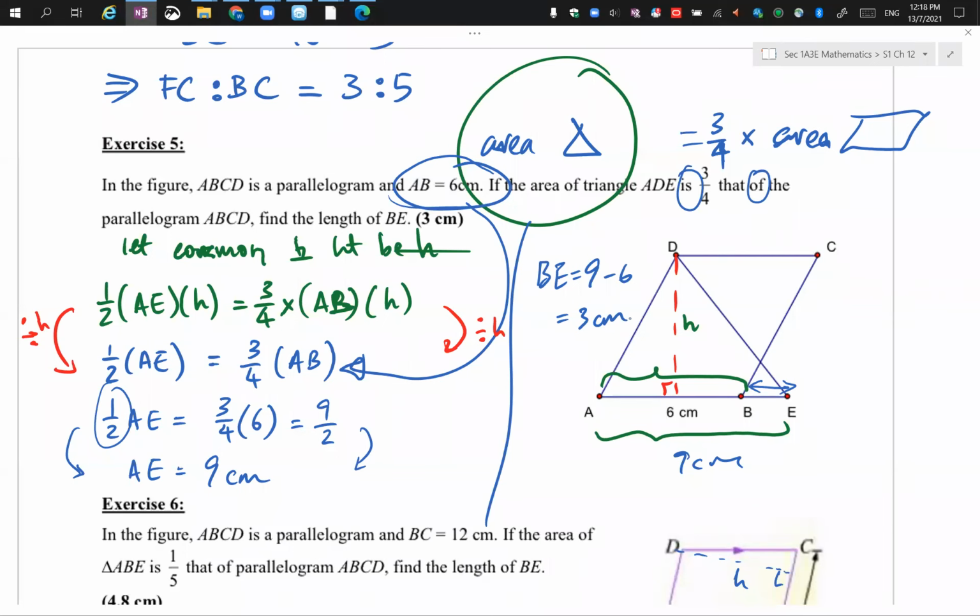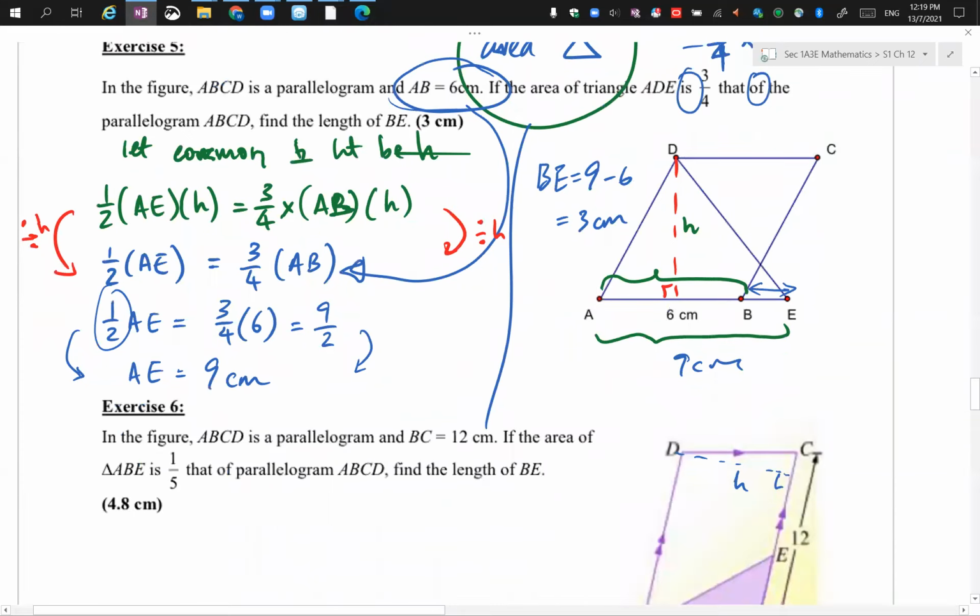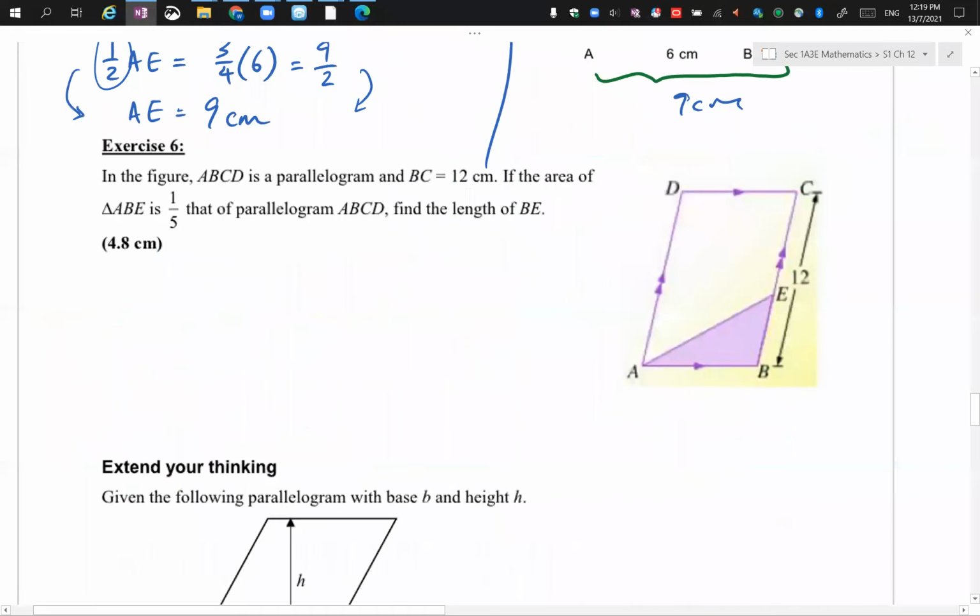Okay, next one. Exercise 6. Oops, I gave you the hint. Okay, now we got ABCD, the parallelogram. BC is 12 cm. Triangle ABE area is 1/3 that of the parallelogram. Find the length of BE. What is the strategy? Find what? Common perpendicular height.